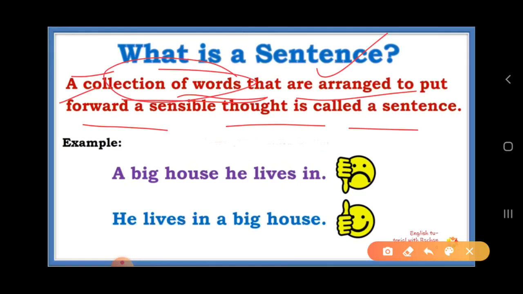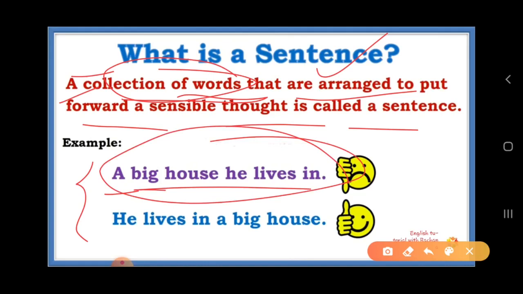But not every group of words can be called a sentence. Why can't we call all groups of words a sentence? Because only a group of words which gives us a proper meaning is called a sentence. For example, "a big house he lives in" is not a correct sentence. But "he lives in a big house" is, because the words are arranged in a proper way and give a complete, sensible meaning.